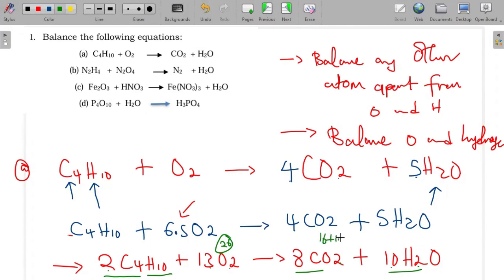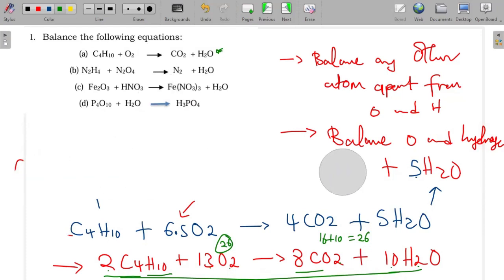So 10 plus 16 gives me what? 26 oxygens. So this one here is the correct balanced chemical equation for the first one here. Okay, so you are seeing there, we're just using intuition. Okay, so now let's balance B. B is very simple.